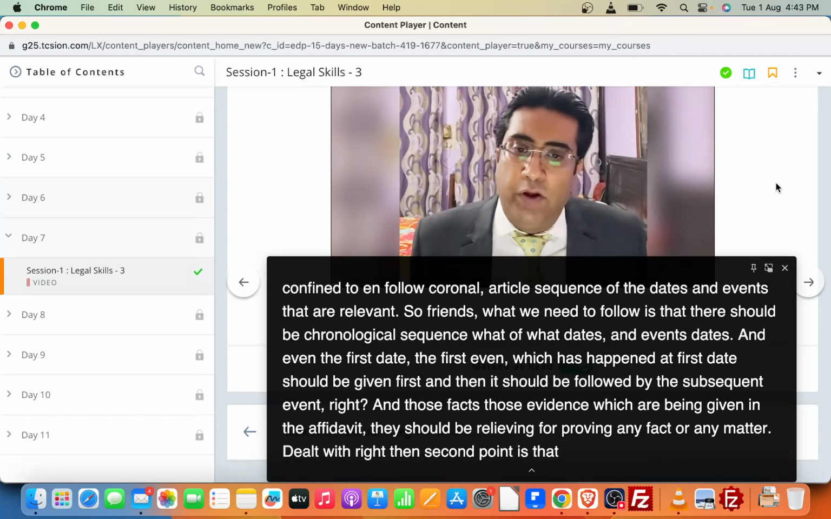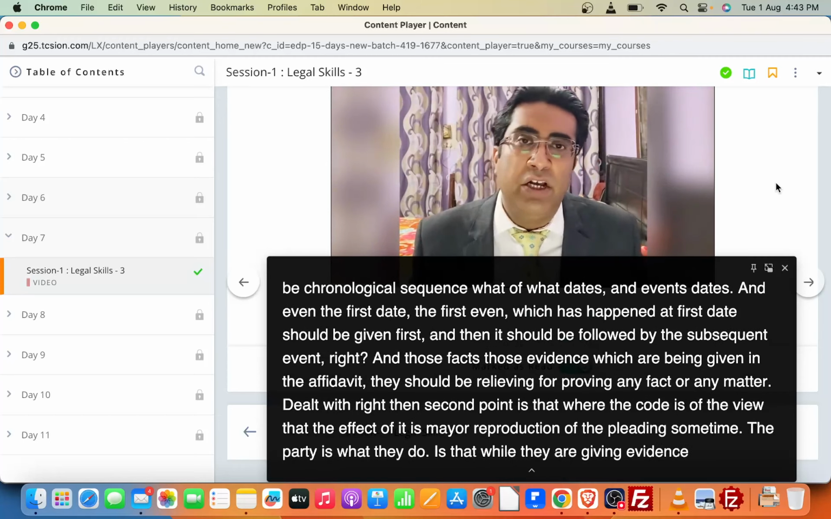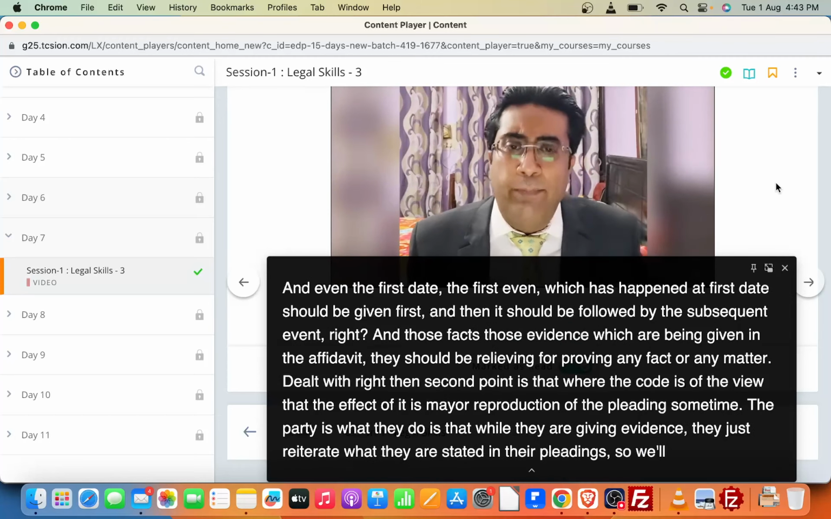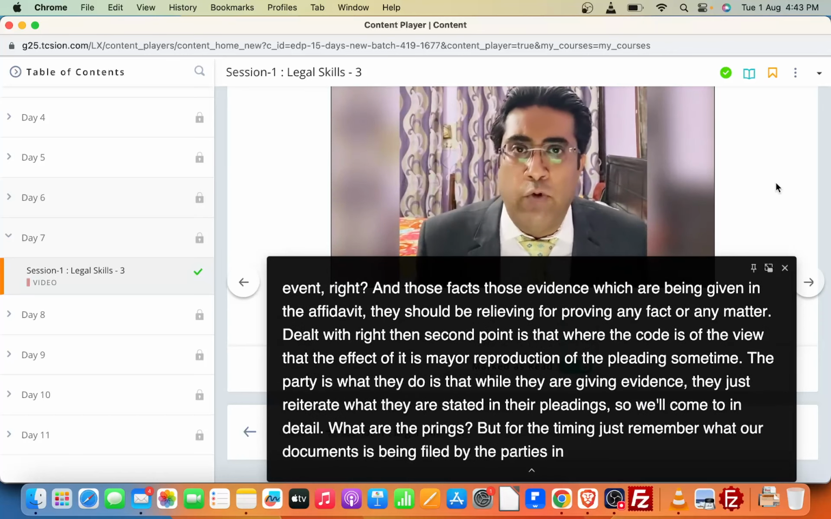Then the second point is where the court is of the view that the affidavit is a mere reproduction of the pleadings. Sometimes the parties, while giving evidence, just reiterate what they have stated in their pleadings. We'll come in detail to what the pleadings are, but for the time being, just remember whatever documents are being filed by the parties in a court of law, those are pleadings.